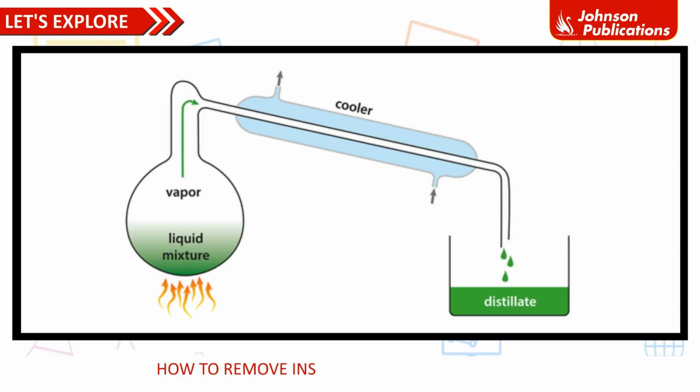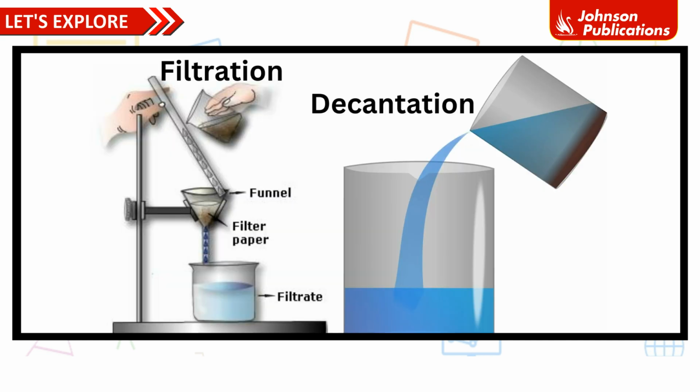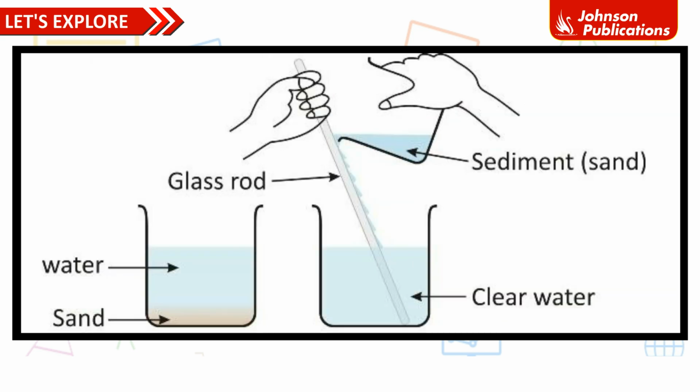How to remove insoluble impurities in water? Impurities that can't dissolve in water are called insoluble impurities. Mud and stones in water can be removed in two ways: sedimentation and decantation, and filtration.